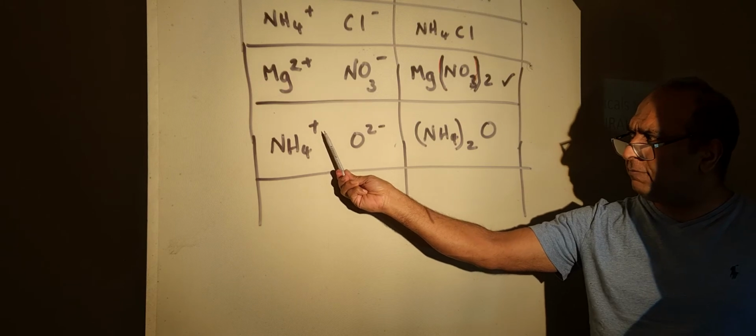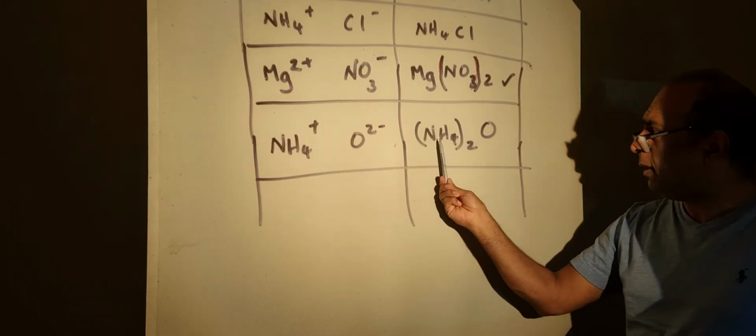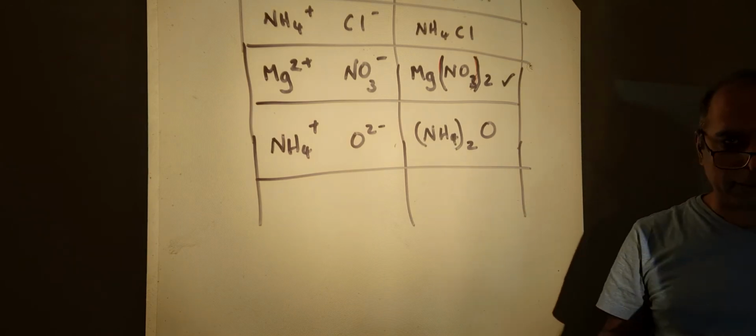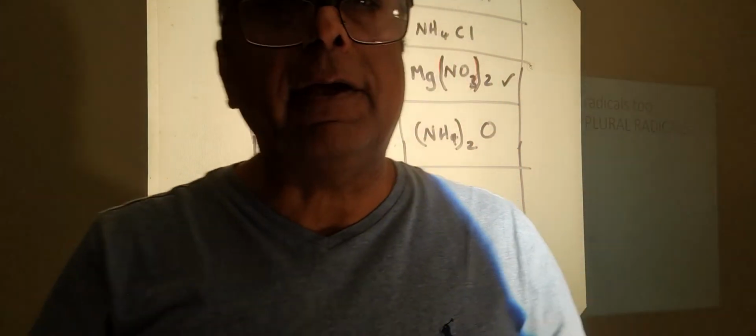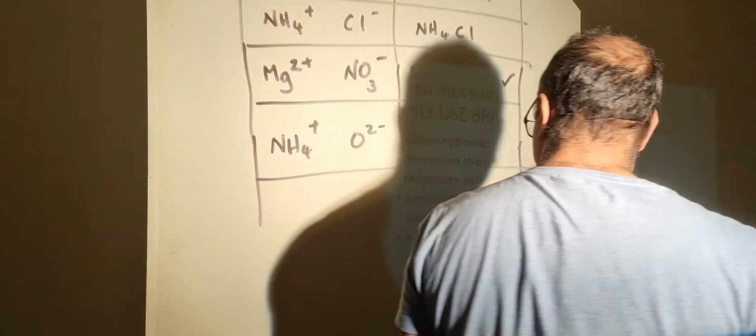Ammonium is 1 positive, oxygen is 2 negative, so you want 2 of those. NH4 in brackets, 2 of those. Can you see a pattern? I hope you can.